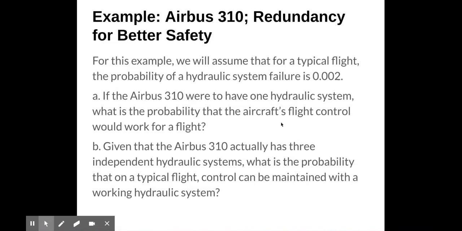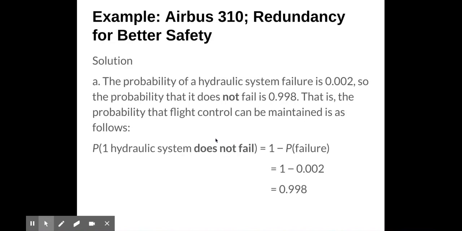Okay. And what we're told here is that the probability that a hydraulic system fails is 0.002. Part B says the Airbus 310 actually has 3 redundant, independent hydraulic systems. In other words, each hydraulic system operates independently of the other. If one breaks, it doesn't affect the other 2. So if we have 3 of them, what's the probability that control can be maintained throughout the entire flight?